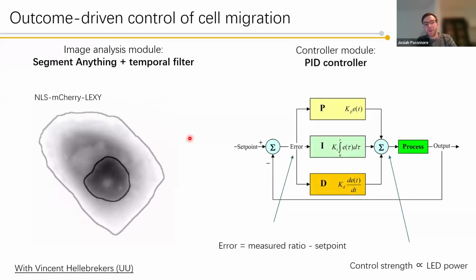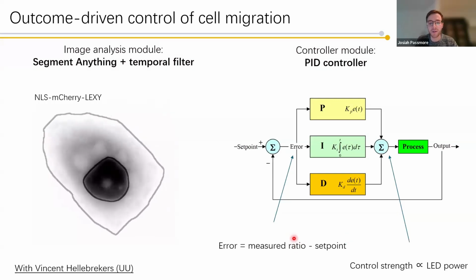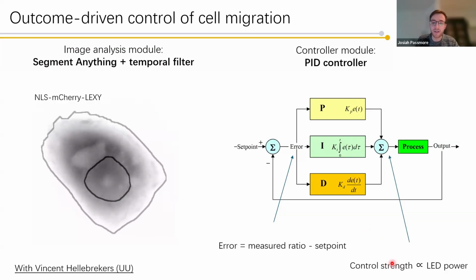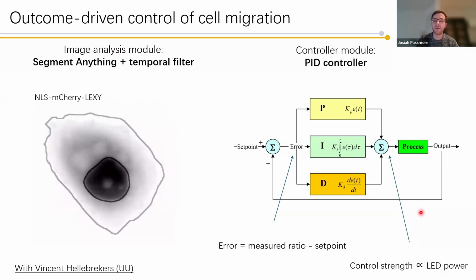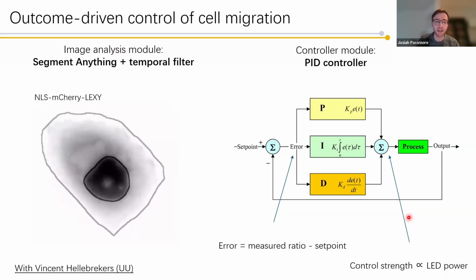For our controller module, we again have quite a basic controller in a PID controller. And so in this case, our error is just the error of the set point to the ratio, or just the intensity that is your goal. And then the control strength, which is the output of the controller, is just directly proportional to your LED power. So such that if you have an increase in LED power, then you would export more. And if you reduce your LED power, then you would end up importing. And you can use this to modulate the levels of import and export over time.